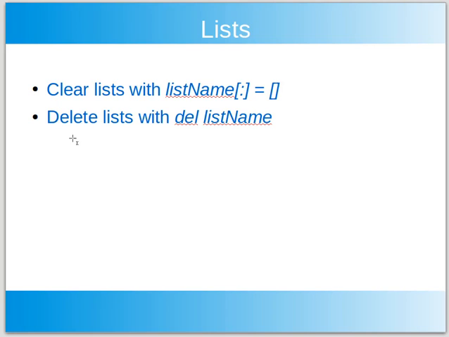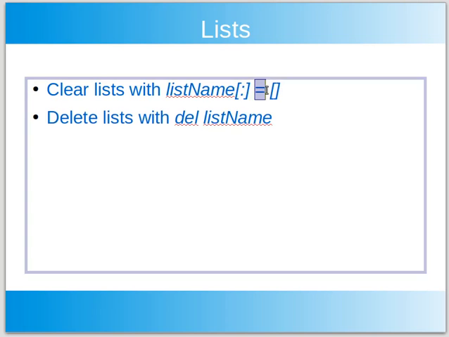Lists. Clear lists with list name, square brackets, colon inside, gets assigned this. So you'll see this a lot as well when dealing with ranges and splicing and all kinds of stuff like that. Delete lists with the keyword del, and then the name of your list.